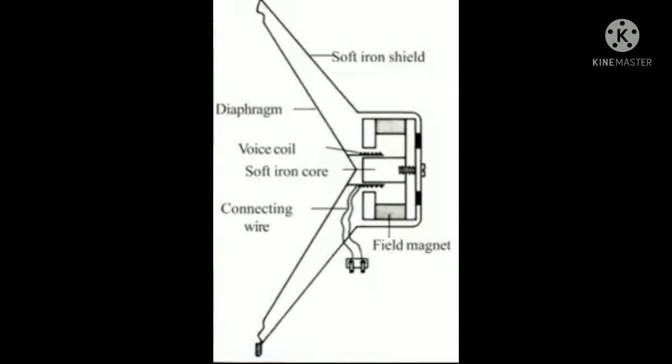You should thoroughly study to draw the picture and the parts of this moving coil loudspeaker. The parts of a moving coil loudspeaker are soft iron shield, diaphragm, voice coil, soft iron core, connecting wire, field magnet. See the picture and understand where each part is situated and study it thoroughly for examination purposes.